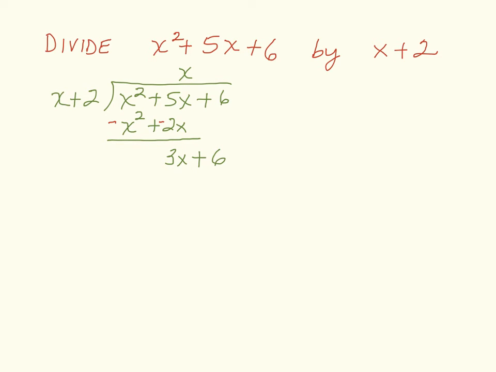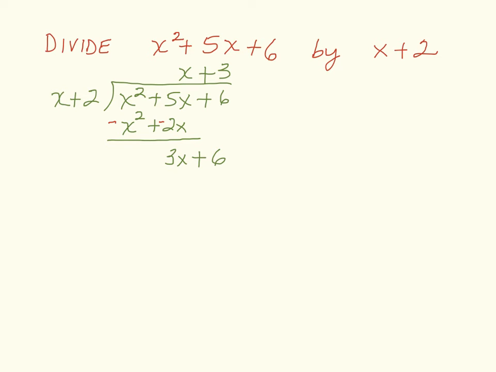Bring down the 6. So now we start the dividing all over again. So we start with the x. We look at x goes into 3x 3 times. We're looking at this x going into this 3x, and it goes in 3 times.